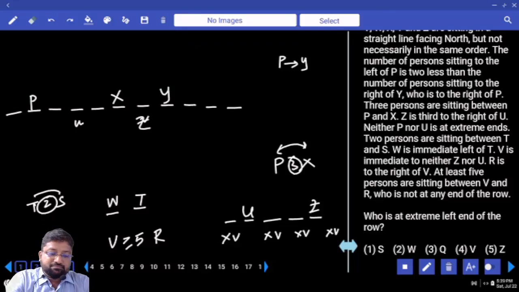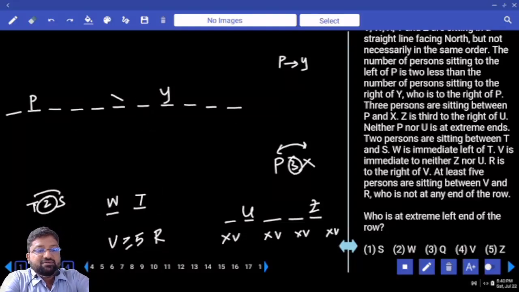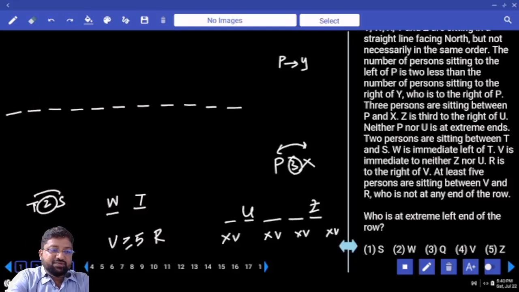This is very important here. T and W. Because P and W are adjacent. If this is U, if this is Z, this is the only place you can go for T and W. Wherever you take T, there are two persons between T and S. Will it be a possibility? No. We have gone wrong. Where did we go wrong? P and Y. Next possibility, P and how many to the right of Y? 4. And this is Y. How many persons between P and X? 3. Do you have a possibility? No. This has also gone wrong.